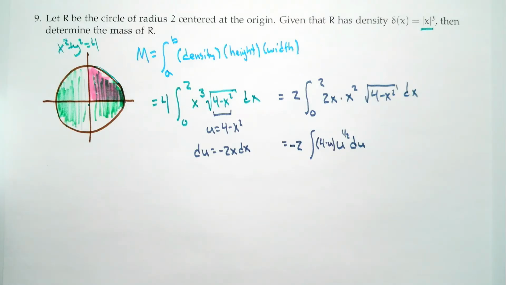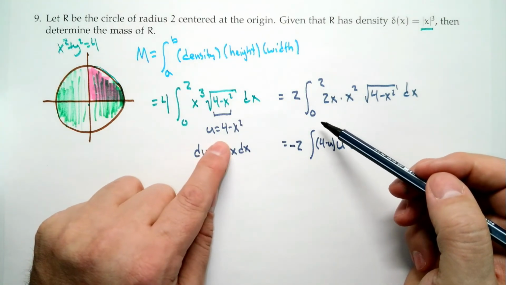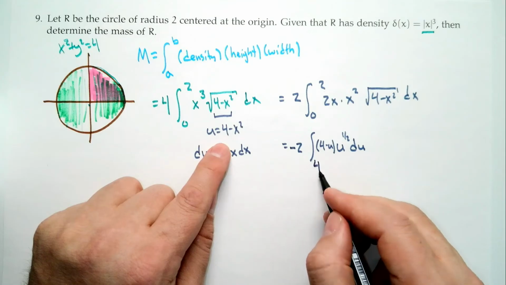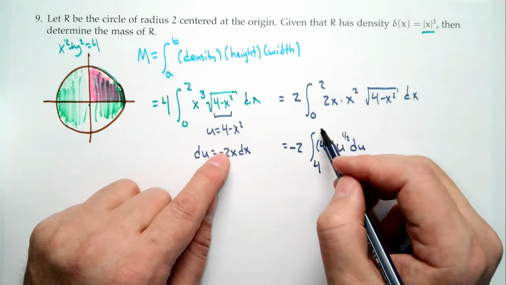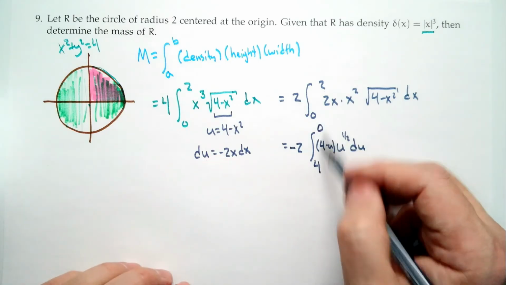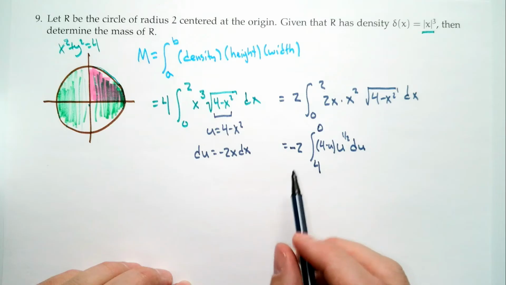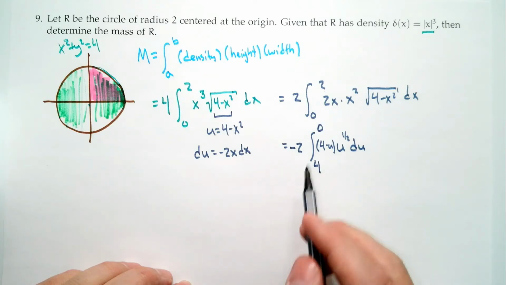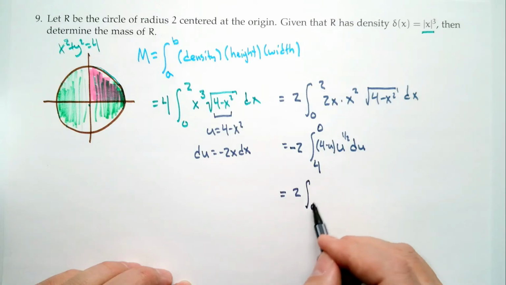Bounds. Yeah, let's not forget our bounds. Now, the original bounds were from 0 to 2. When x equals 0, what does u equal? 4. When x equals 2, what does u equal? 0. Well, that's weird. I don't like that order. Let's switch them and get rid of that negative. Then we'll feel better about two things. So 2 times the integral from 0 to 4.